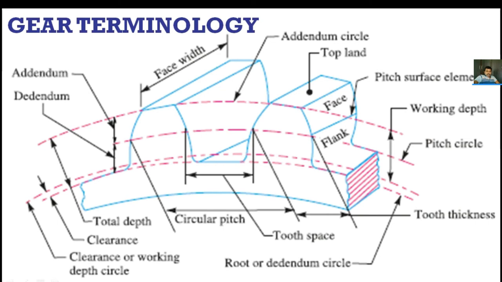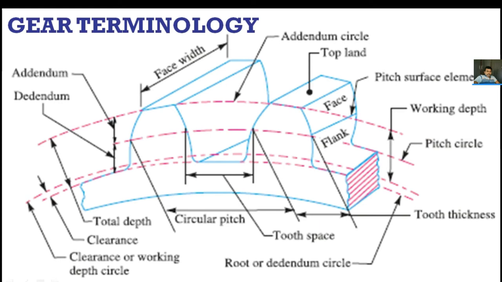This is the surface of the tooth. Parallel to the axis of the gear, it is called tooth surface. This is called tooth surface, right? And this tooth surface is divided into two portions, face region and flank region, right? So you consider the division of the gear tooth by a pitch circle, right?